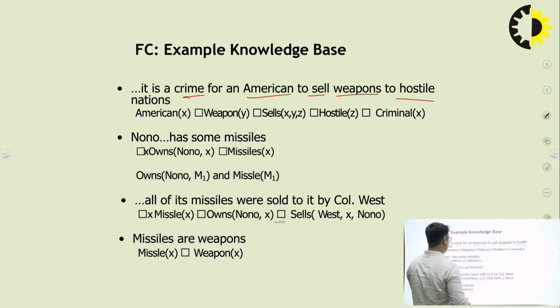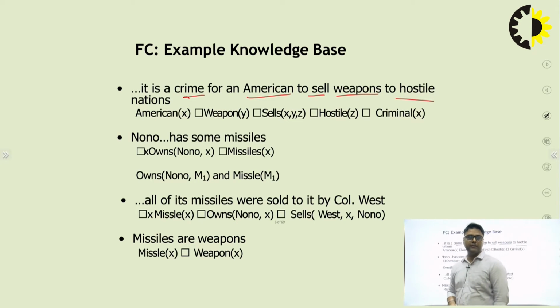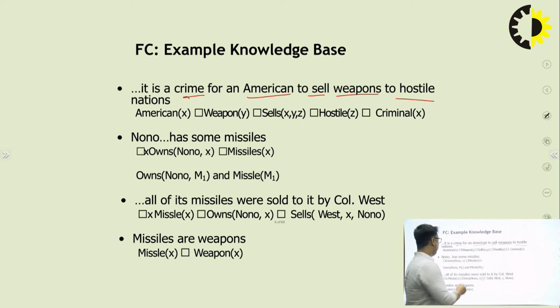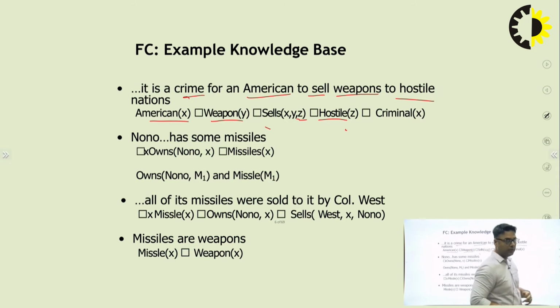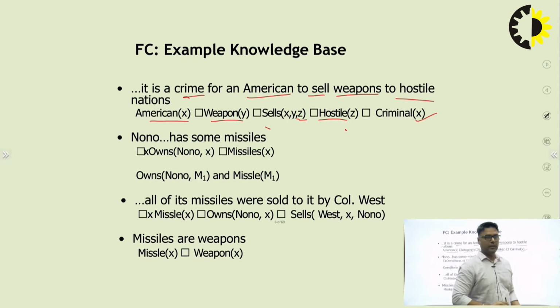So here we create the logic. What logic? First is American, which is denoted by the variable X, and next is weapon, denoted by the variable Y. Then Sells(X, Y, Z), where X is the American, sells a weapon Y, to Z, who is hostile. The final conclusion is that the person is a criminal. That means the criminal is X. Here some variables use the X form.